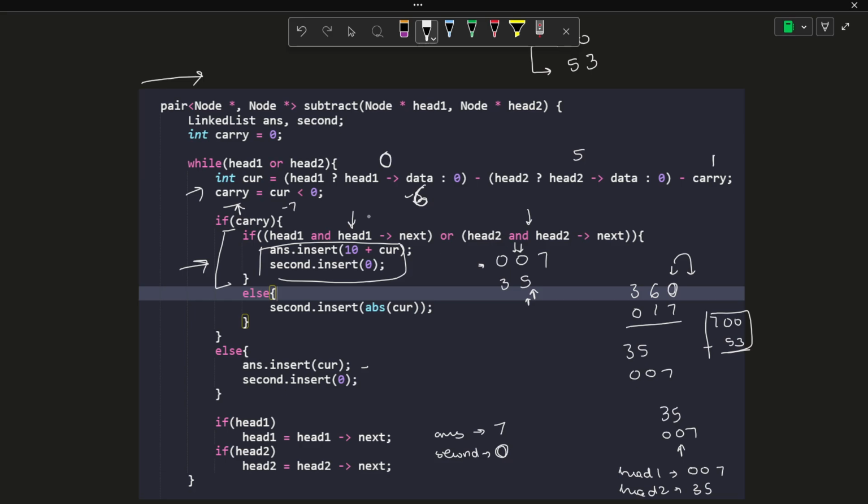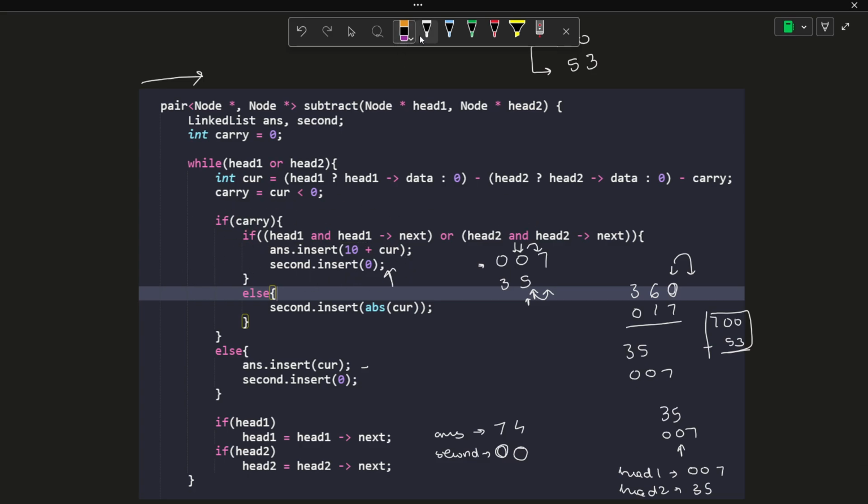Now again I see whether either of them has a next value. So we can see head 1 has a next value, but head 2 doesn't. So if head 1 has a next value, we are going to enter this particular part. We are going to add answer dot insert 10 plus current. Current value is minus 6, so I'm going to write 4, right? 10 plus 10 minus 6 basically. And in the second linked list, we are just going to insert 0, right? Now I move on to the next position. So let me just erase this. I'm just going to remove all of this.